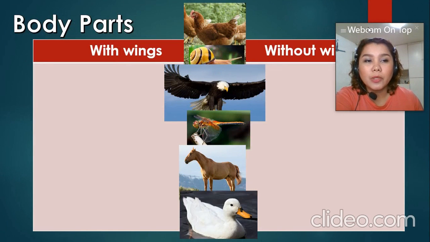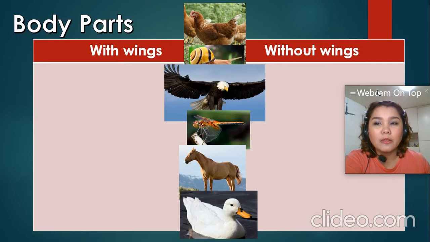So we are going to identify or group the animals, those with wings and those without wings. We made use of these animals previously, because when we talked about the body parts, wings were also included. So let us identify which animals are with wings and which animals are without wings. We can call this with wings or non-wings. Okay, let's start from the bottom.